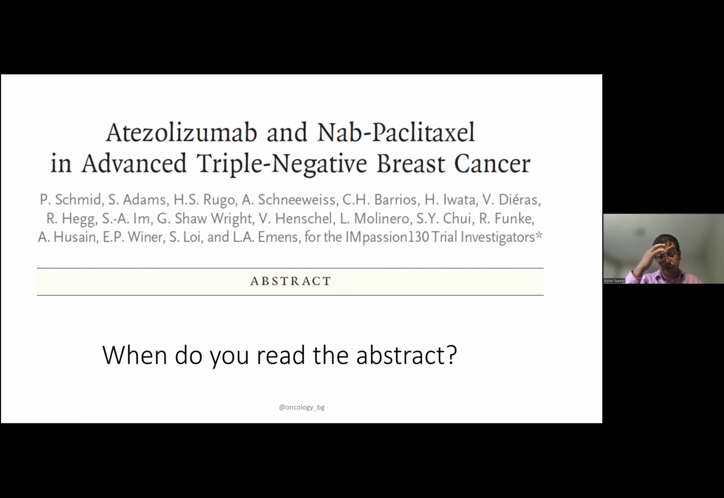So the first thing you notice in any paper is that it starts with an abstract. So the first question is, do you read the abstract first? When do you read the abstract?